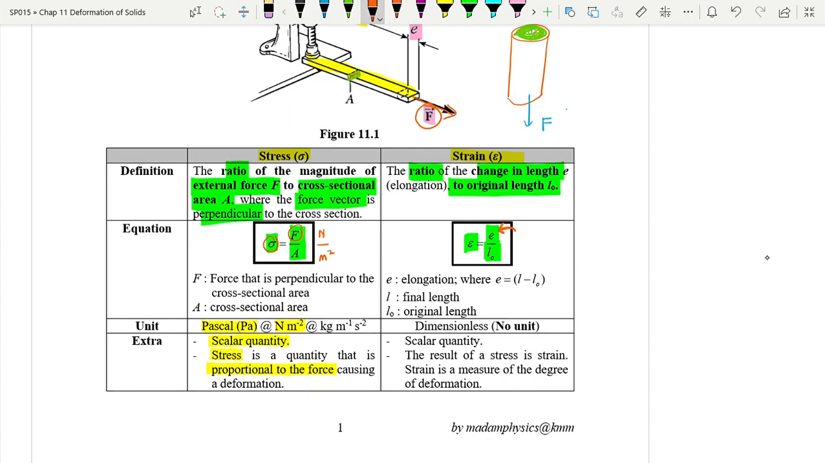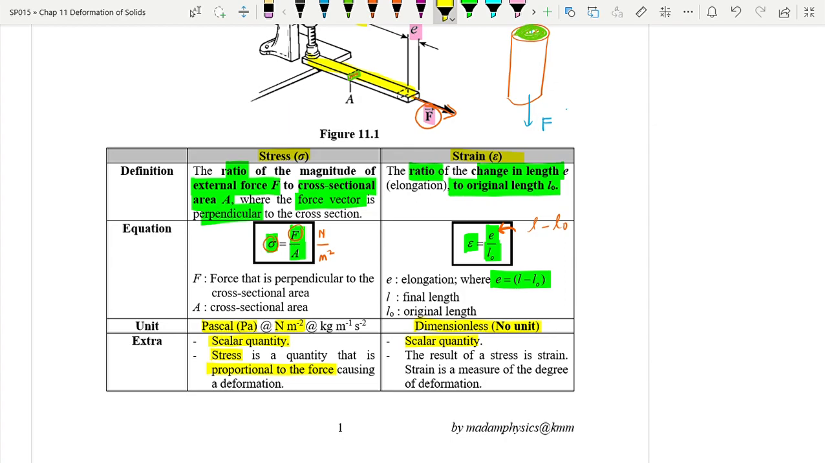Usually kita akan ambil L minus L naught lah. So L yang after they being stretched minus with L naught, kita akan dapat kita punya extension E ini. So L naught adalah original length, and E and L naught kita mesti ada unit yang sama. So the unit will be cancelled out, and kita tak akan ada unit untuk strain. So it has no unit for strain, dimensionless. Okay, so strain also is a scalar quantity.